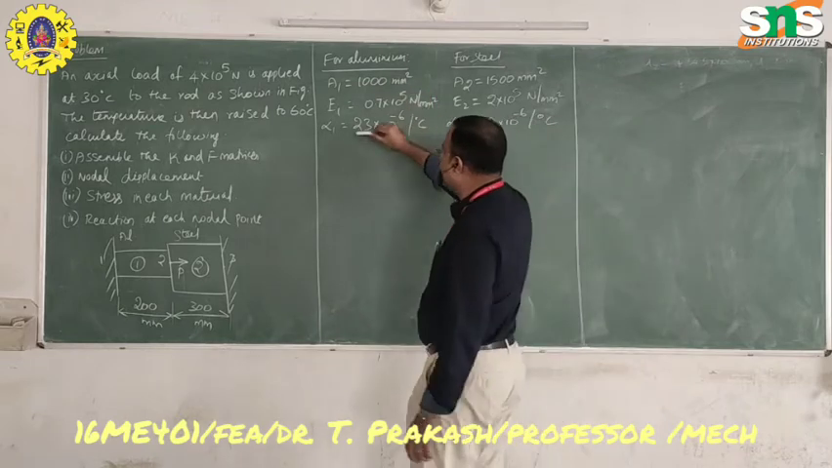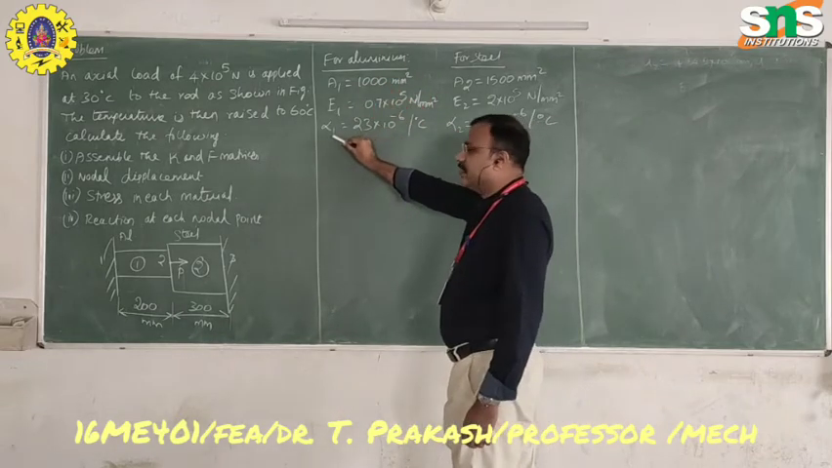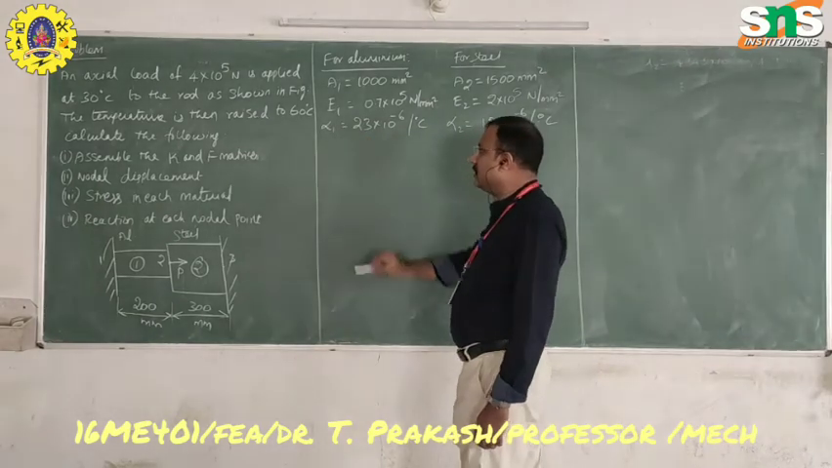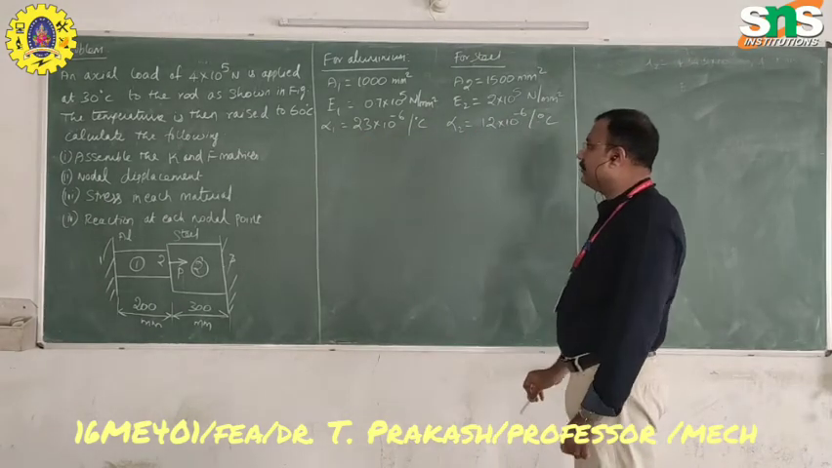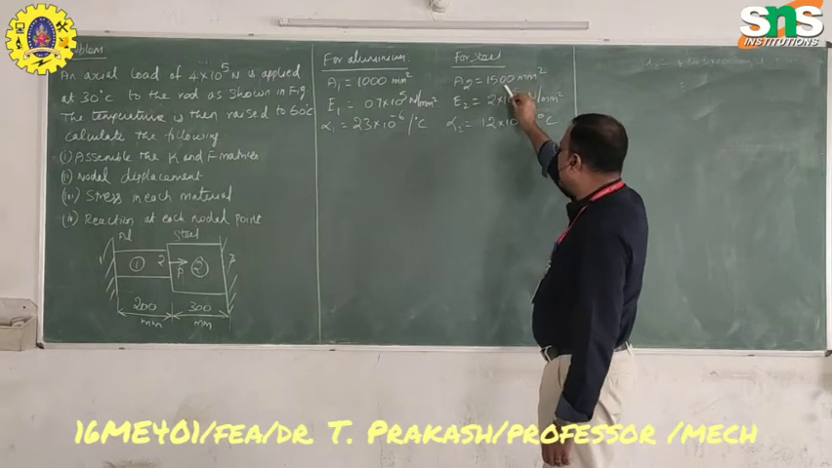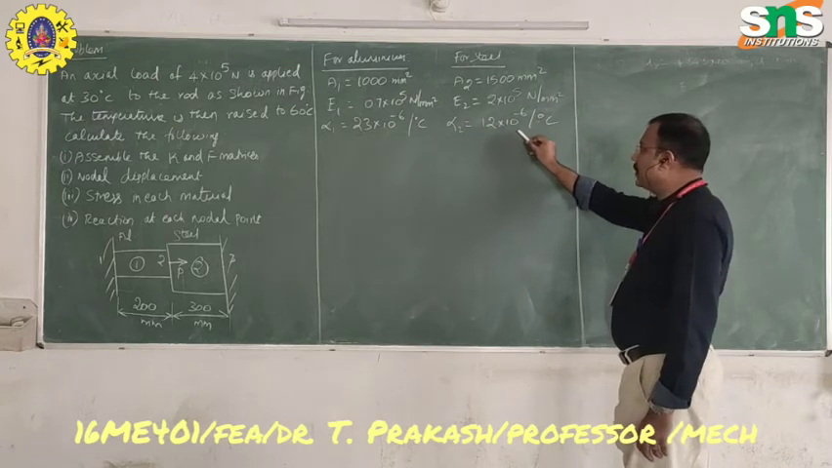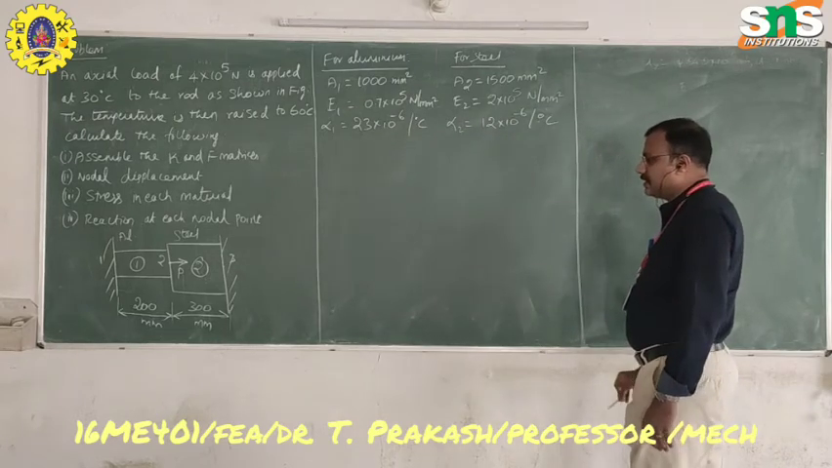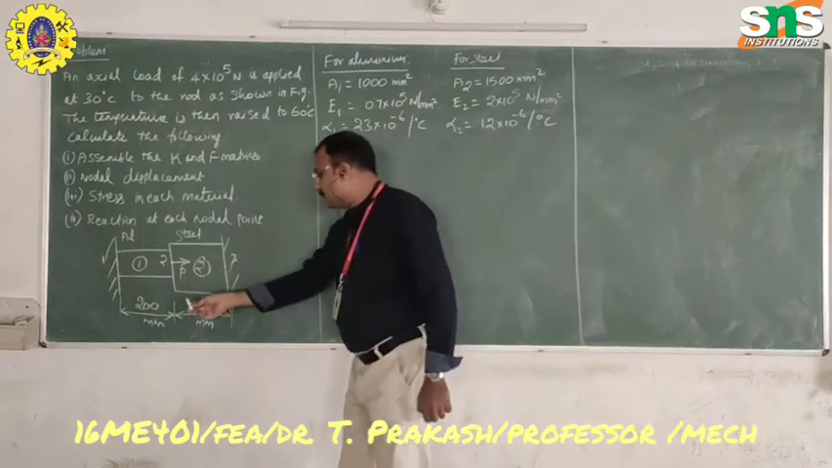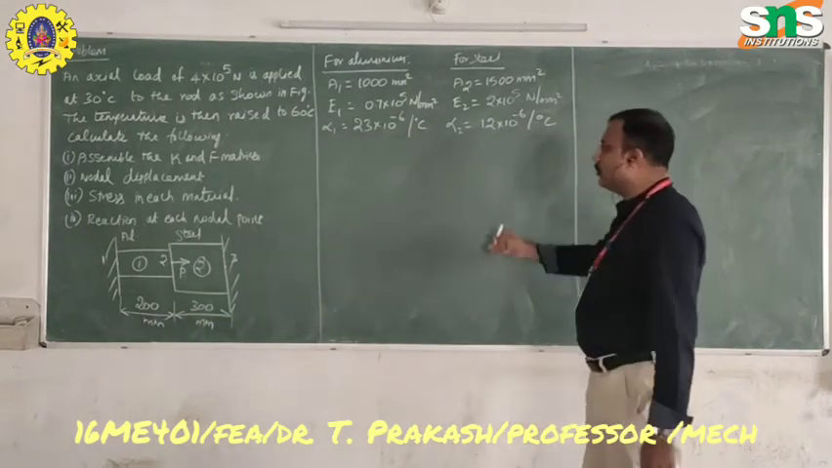For aluminum, we are given the area, Young's modulus, and alpha, the thermal coefficient. Alpha is given as 23 into 10 power minus 6 per degree Celsius. For steel, the area and Young's modulus are given, and the thermal coefficient is also given, 20 into 10 power minus 6 per degree Celsius. The lengths of aluminum and steel are also given, that is 200 mm and 300 mm. Therefore, you have to proceed with this problem.